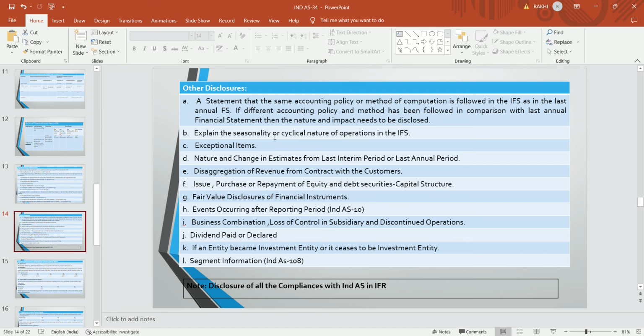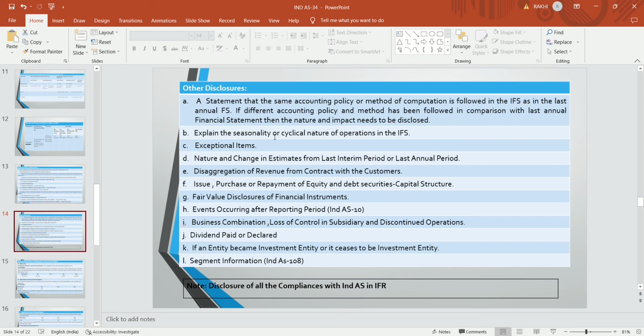Events if they occur after the reporting period. If any event occurs after the reporting period but during that interim period, then it is required to be disclosed. Business combination, loss of control and discontinued operation, then it is required to be disclosed. Dividend paid or declared, then it is required to be disclosed. During that period, if any dividend is paid or declared, then it is required to be disclosed. If an entity becomes an investment entity or it ceases to be an investment entity, in both cases, they are required to be disclosed.